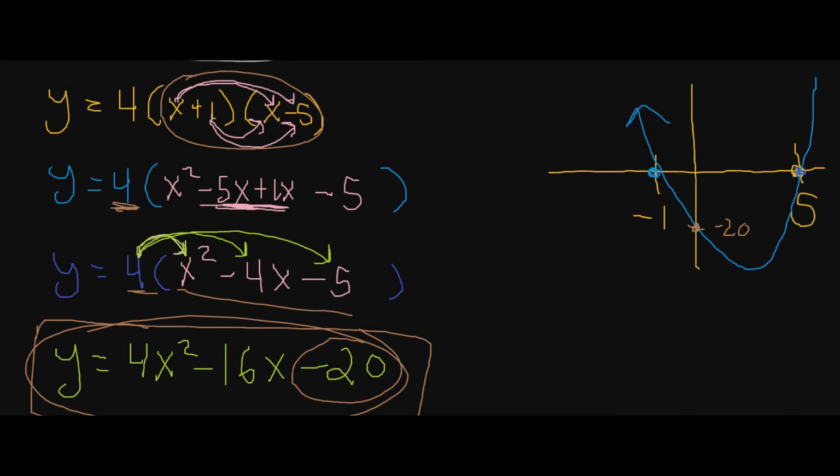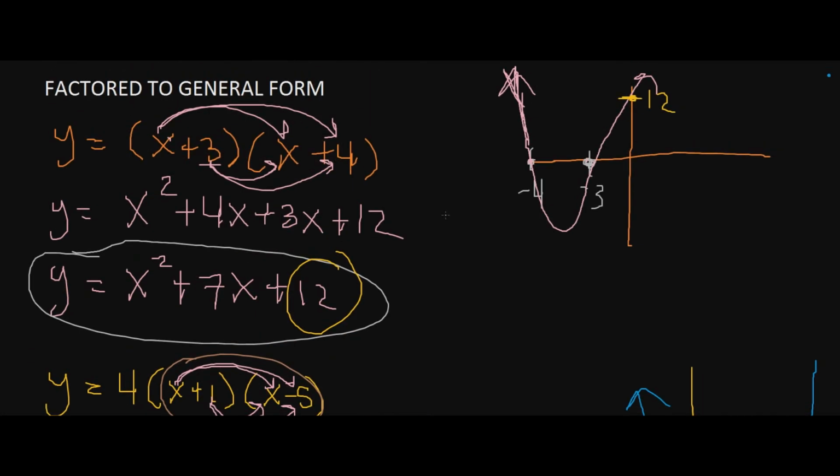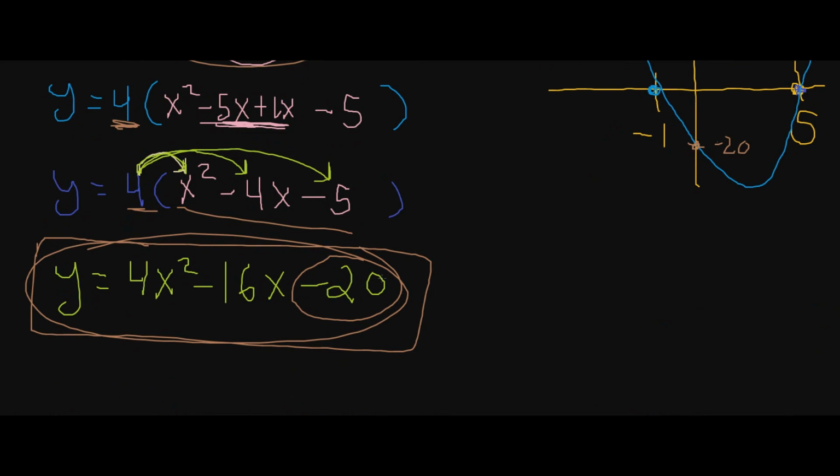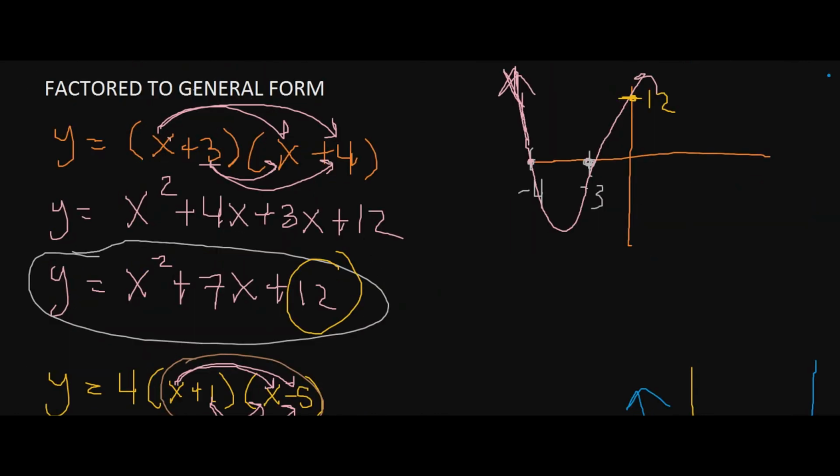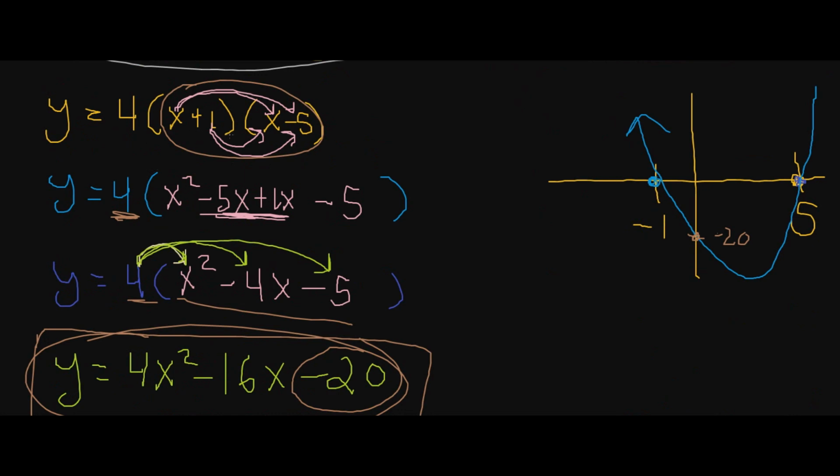So as we learn these conversion patterns, we learn a little bit of what it means on the graph of the quadratic function. Hopefully that's helpful to understand how to go from factor to general form. Here's a basic one, and here's a one that's a little more advanced.